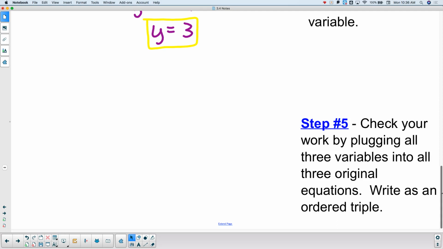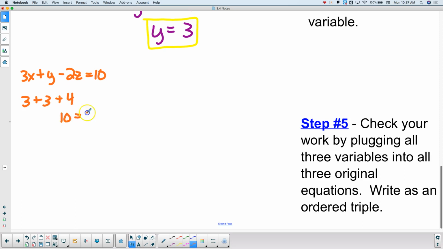So equation number 1 was 3x plus y minus 2z equals 10. We think that x is 1, so that's going to be 3. We think that y is 3, so that's going to be 3. And we think that z is negative 2. Negative 2 times negative 2 is positive 4. So that's going to be 10 equals 10. That one checks out.